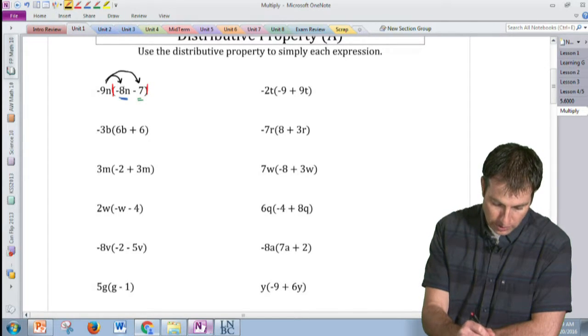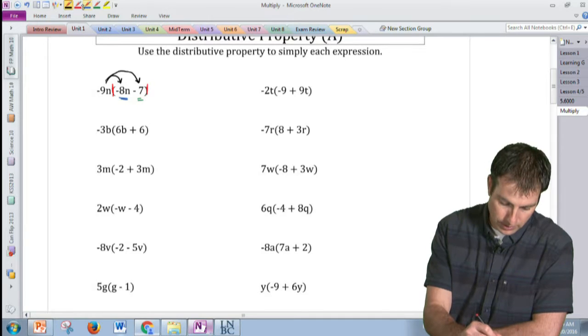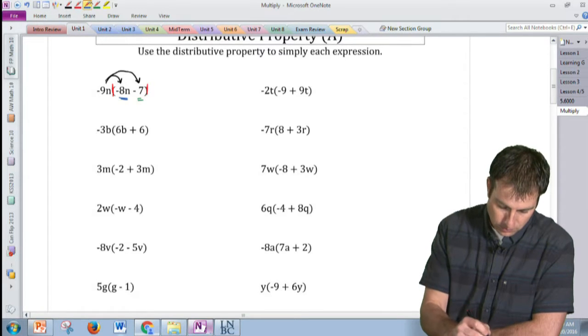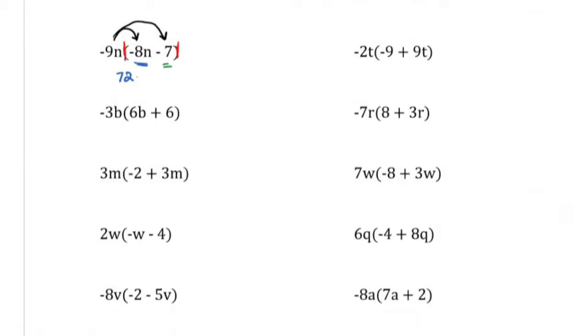So we go negative 9 times negative 8, and we get positive 72. And then n times n is n squared. So that's this first step here, the blue one. And I'll do the second step in green. So now we're going to go negative 9 times negative 7. We're going to get positive 63, and then n times nothing is just n.